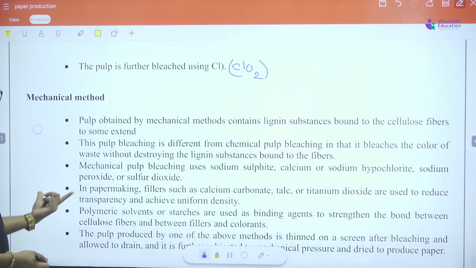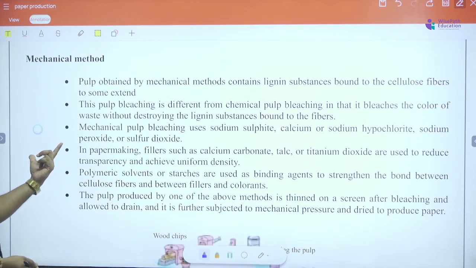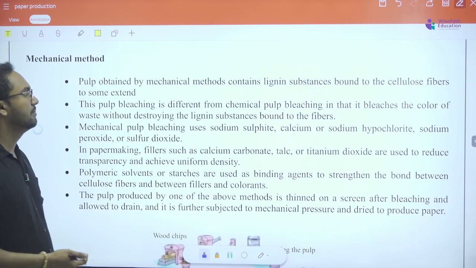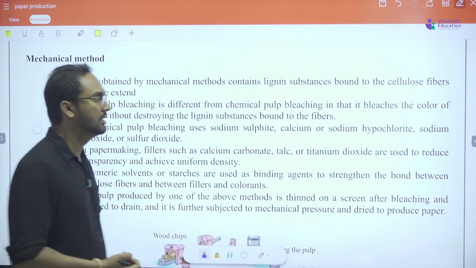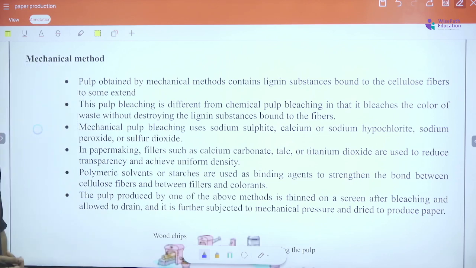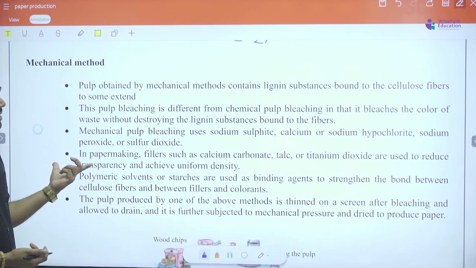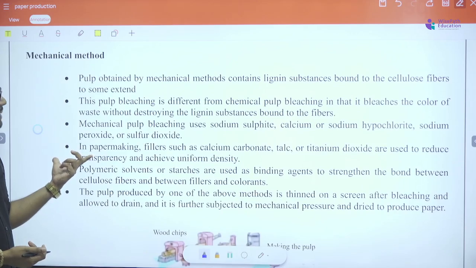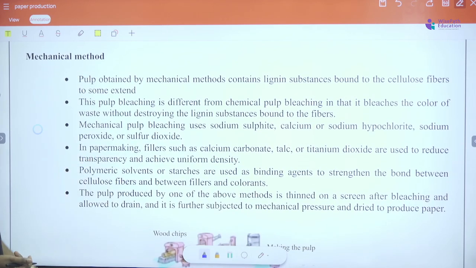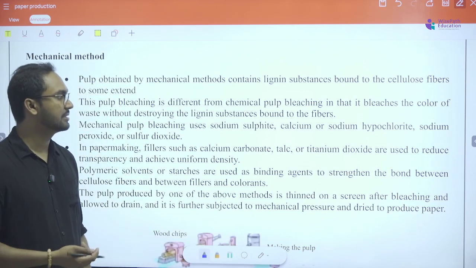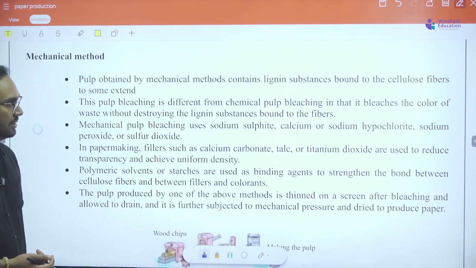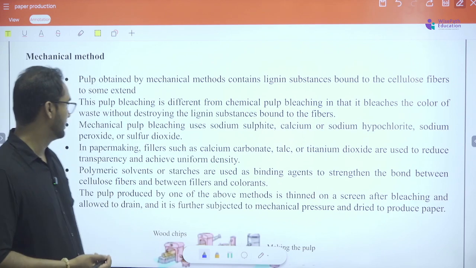Now come to the mechanical method. Pulp obtained by the mechanical method contains lignin substances bound to the cellulose fibers, to some extent. This pulp bleaching is different from chemical pulp bleaching in that it bleaches the color of the waste without destroying the lignin substances bound to the fibers, right? Here the bleaching is a little bit different because it doesn't harm the lignin substances in the fibers.